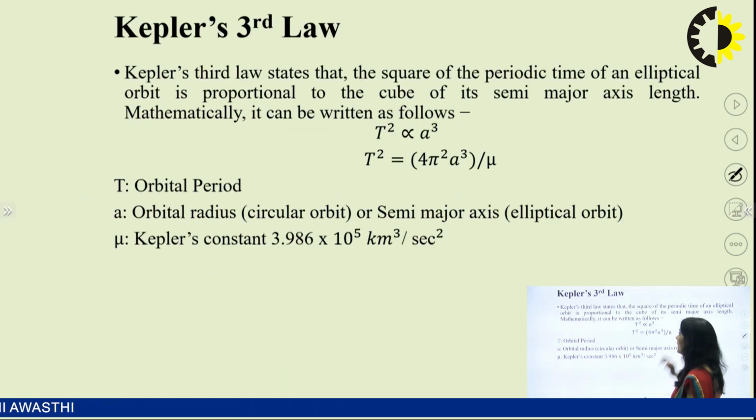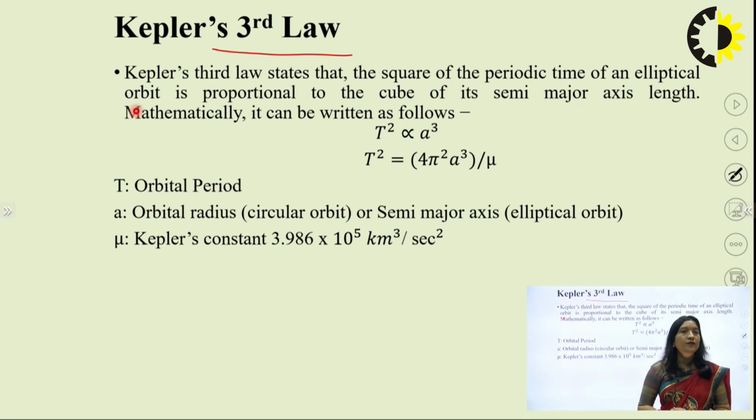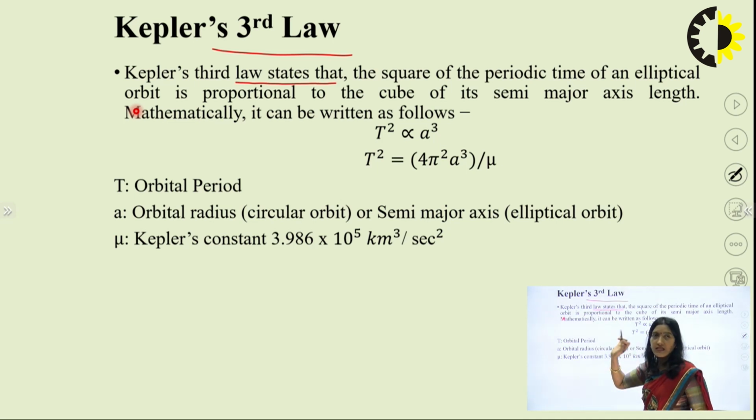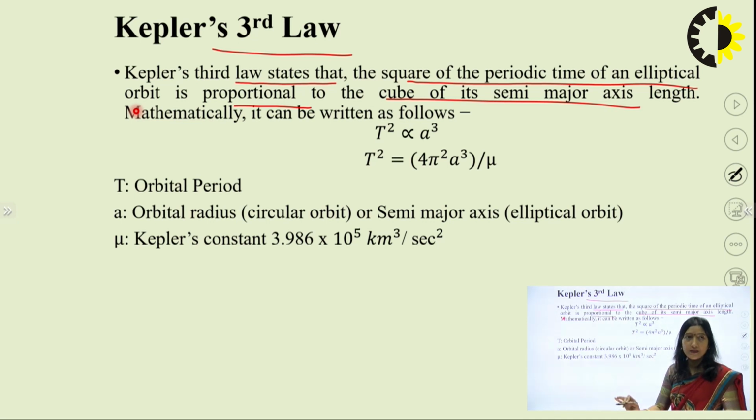Now moving on to Kepler's third law. This is a very important law, and generally in your subject it can be asked in terms of a statement, or it can be asked in terms of a derivation. Sometimes the derivation of Kepler's third law is also very important, so please understand this very carefully. As per Kepler's third law, the square of the periodic time of an elliptical orbit is proportional to the cube of the semi-major axis.